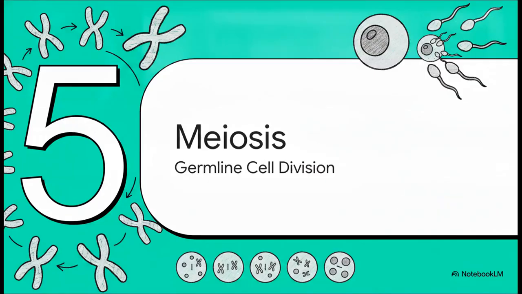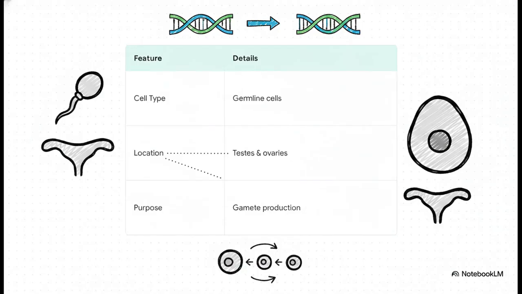On to Section 5, meiosis and genetic diversity, specifically germline cell division. Now, unlike the photocopy function of mitosis we just saw, meiosis occurs strictly in germline cells. Notice the specific locations highlighted here. It takes place exclusively inside reproductive organs, specifically the testes and ovaries. The sole purpose of this pathway is to produce gametes, sperm and egg cells, for sexual reproduction.